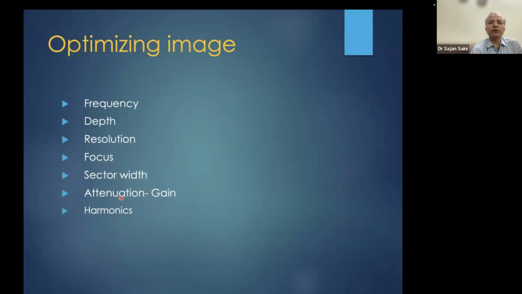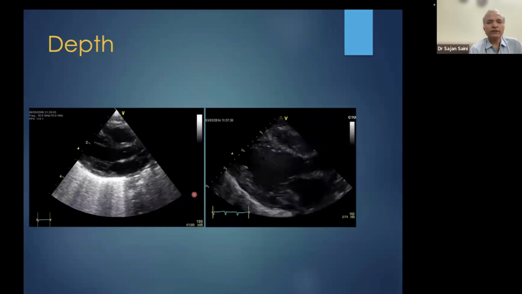We have discussed the attenuation. We will discuss how to overcome this attenuation by post-processing of the signals which are coming from the tissues, which is also known as gain or time gain compensation. We will discuss them, and I can discuss a little bit about harmonics also. So first is depth.